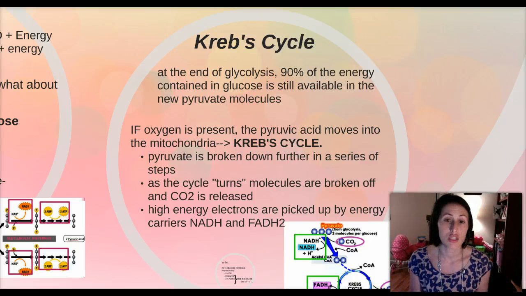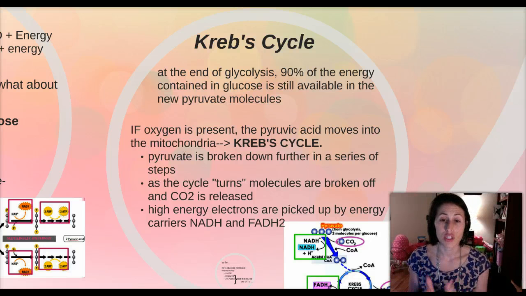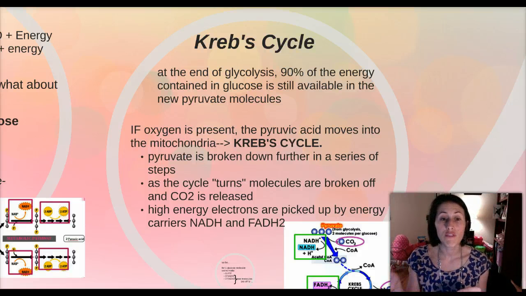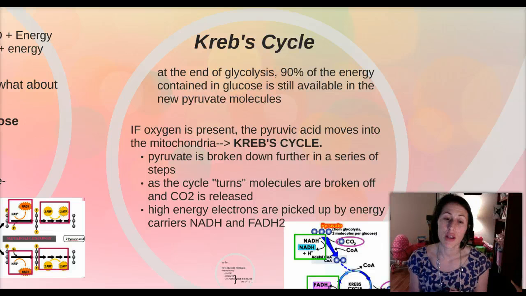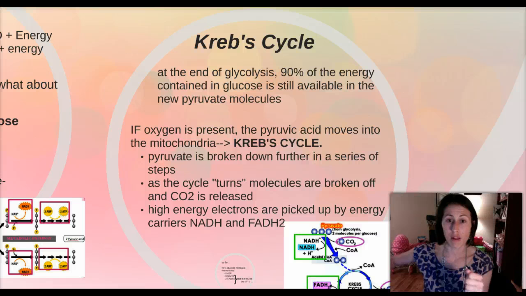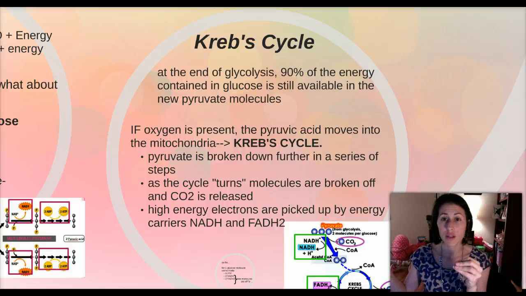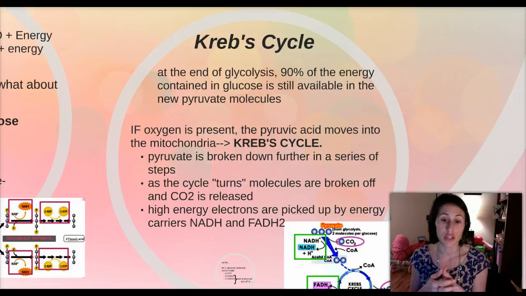So if oxygen is present, that pyruvic acid is going to move on into the next cycle, which is the Krebs cycle. It goes into the mitochondria, and it's going to be broken down further in a series of steps, okay? I'm not very specific that you know all of the steps of the Krebs cycle. What I really want you to know is that as that cycle moves around, carbon dioxide molecules are going to be pulled off, okay? High energy electrons are going to be stripped off as those carbon dioxide molecules are pulled off. Some of the electrons are pulled off too, and those are going to go to some new electron carriers.